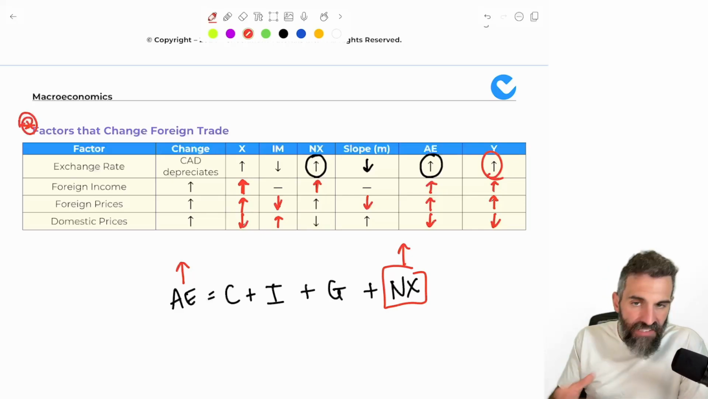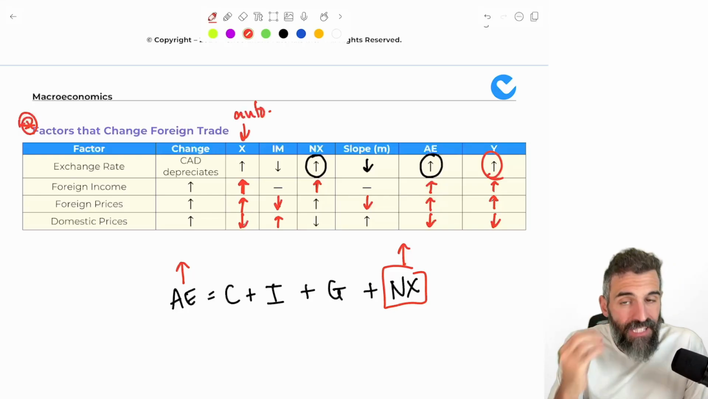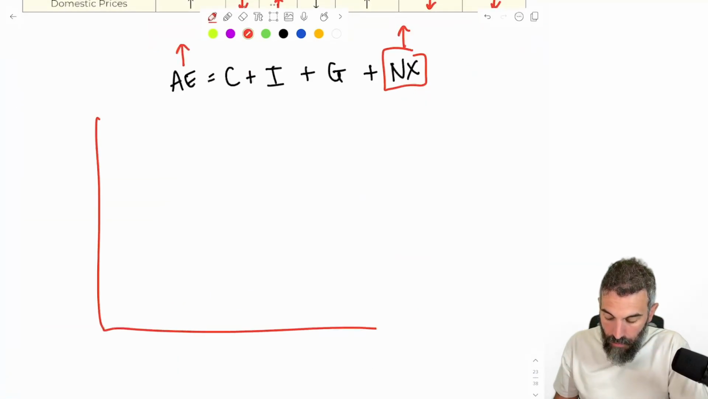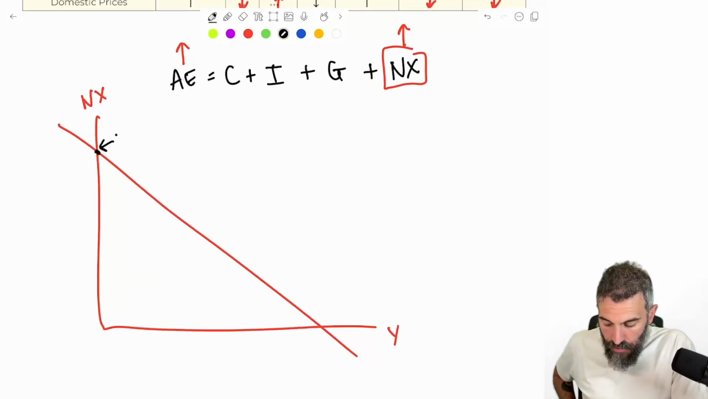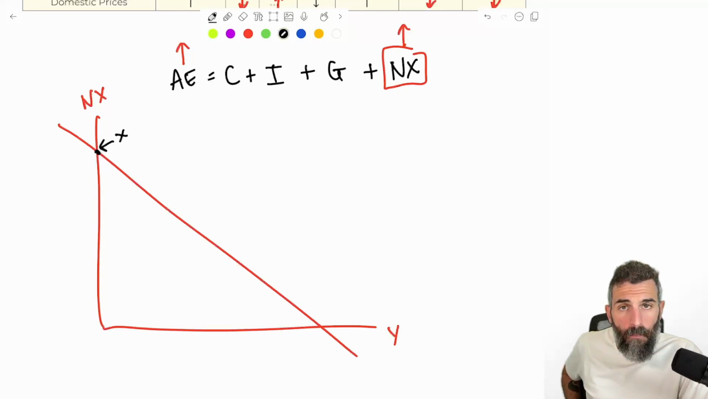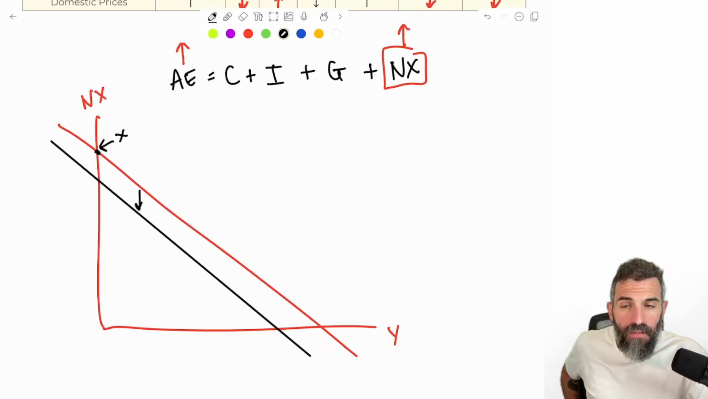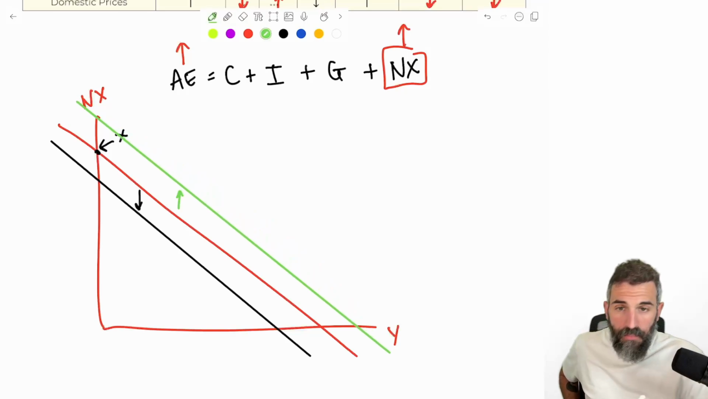Now remember, because X is autonomous, changes in exports would cause a shift in this line, right? So if I were to draw my net exports line, the intercept up here, those are your exports. Well, if my exports decrease, then you would have a complete downward shift in this line. And if your exports were to increase, you would have an upward shift in this line.